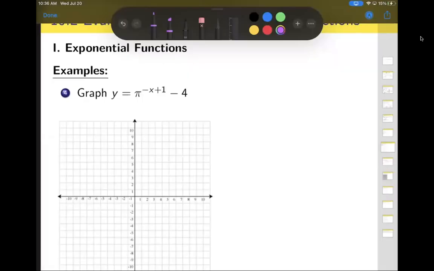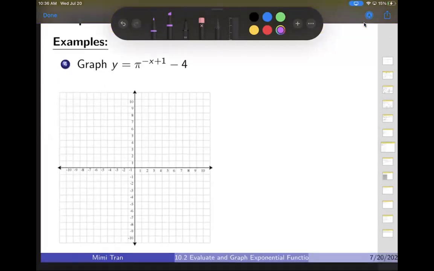So let me show you how to do this by hand first before you use the decimals. Again, we know pi is 3.1415 something. So the pi is bigger than 1, so it's an exponential growth. That means I'm going to use the exponential growth graph, right? Exponential growth graph will look like this, roughly, right? Roughly. Go through 0, 1. All right.